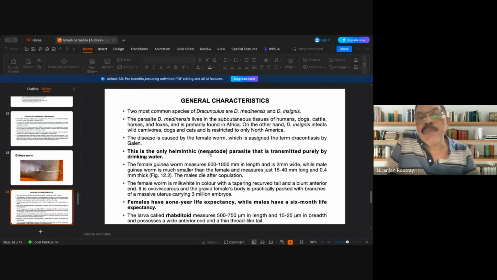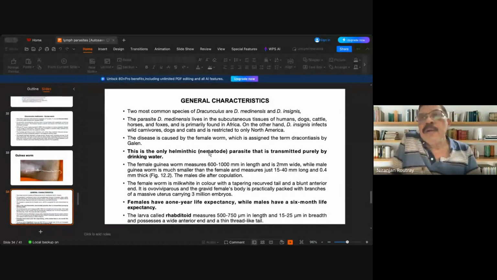So, the female guinea worm measures 600 to 1000 millimeter in length, and 1000 millimeter means how many centimeter? 100 centimeter, I think. Then it is 2 millimeter wide, so it is very lengthy. While the male guinea worm is much smaller than the female. It is true for all the nematode parasites, the males are smaller than that of the female. The males die after copulation.